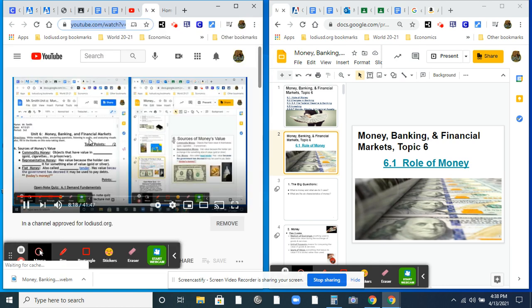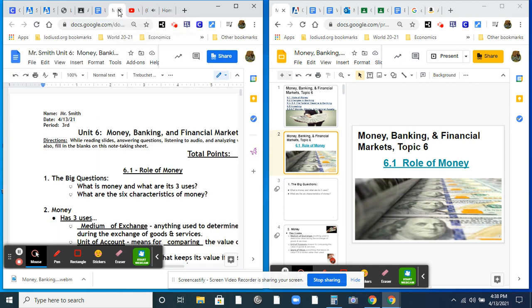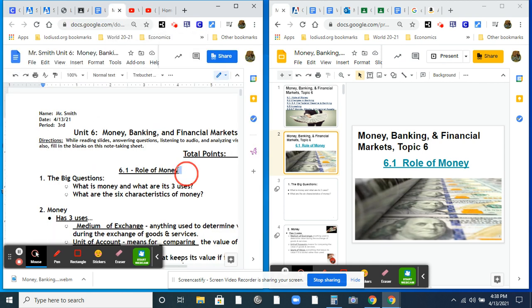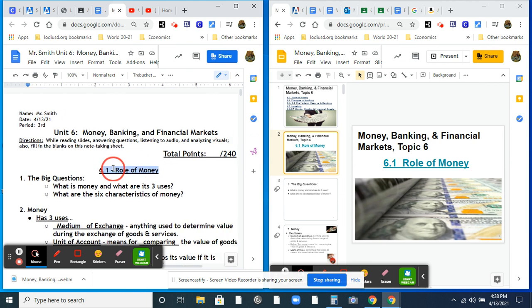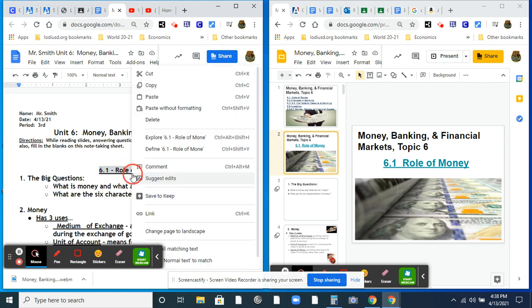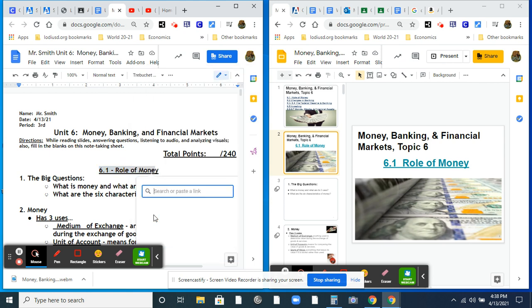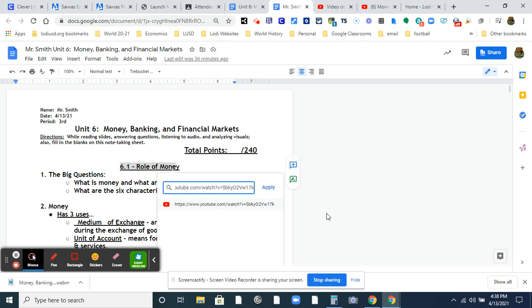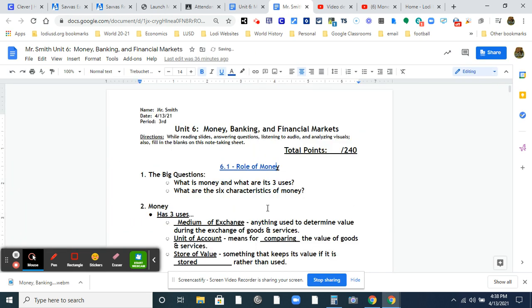If you ever want to put a link, this is what you do. Copy the URL, then you scroll over where you want it, and then you right-click, and then you choose link, and then you paste it with Control V. Then you choose apply. Once you see it turn blue, you know it's in there.